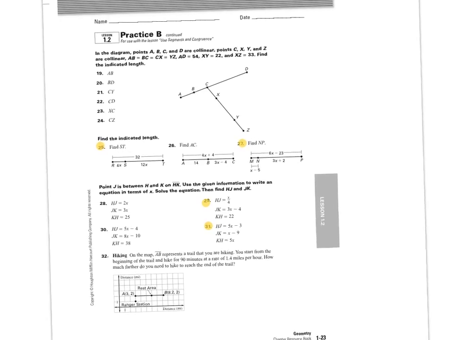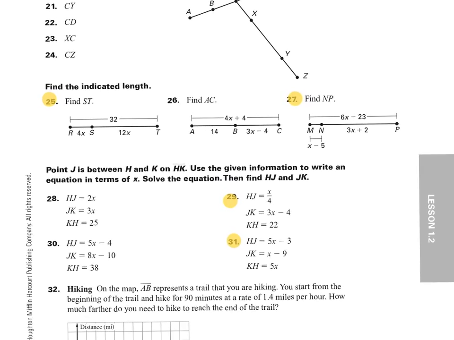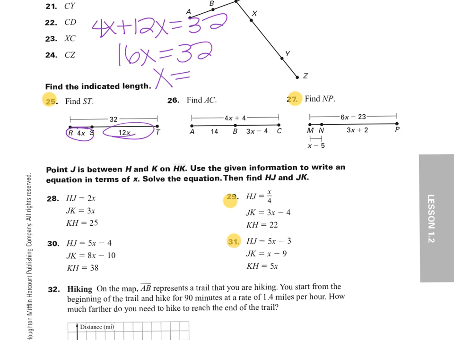Okay, so this is the back page, or second page, of 1.2. Number 25 says to find the indicated length, and this is using your segment addition postulate. So this plus this would equal the whole thing, which in this case is 32. So 4x plus 12x equals 32. 16x equals 32, and x would equal 2. And then it wanted you to find ST, so I'm going to plug it back into the 12x. 12 times 2, which is 24.